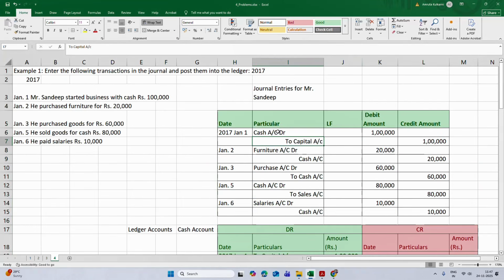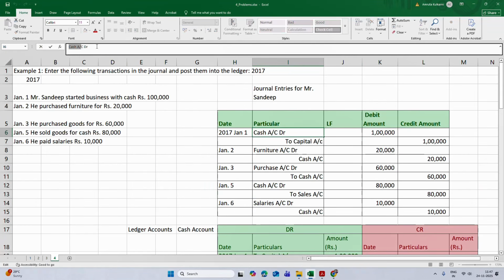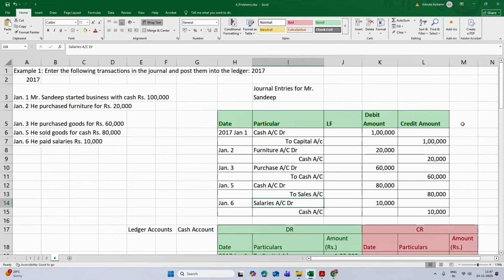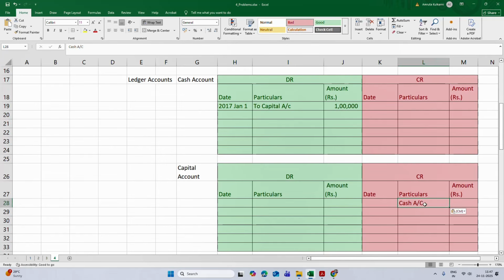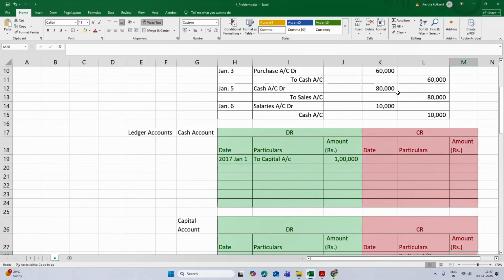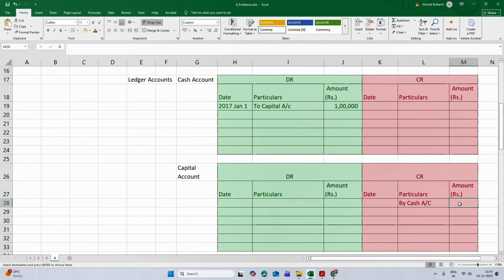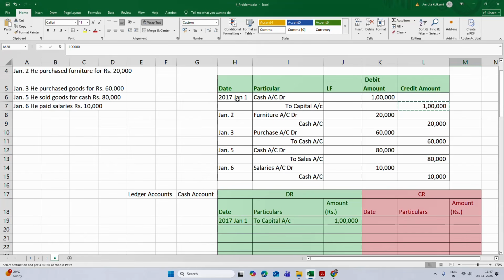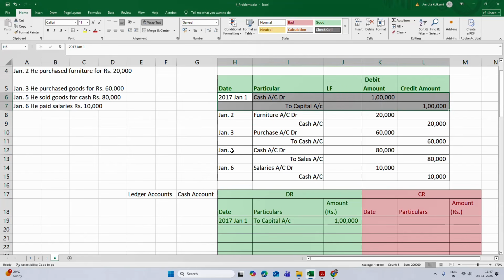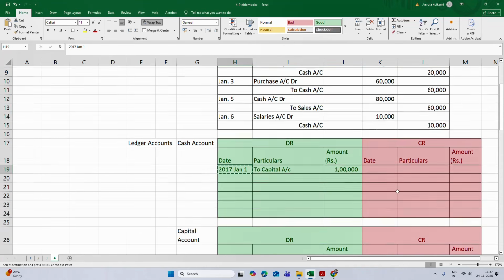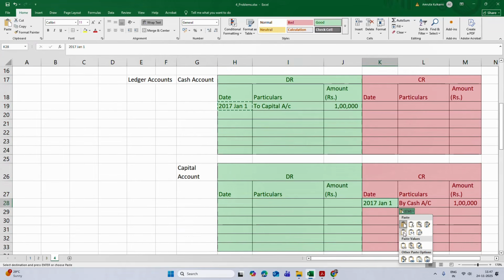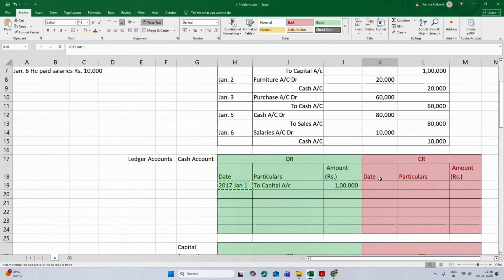In this capital account we have got cash of rupees 1 lakh. So capital account is to be credited for 1 lakh rupees. So this capital account, now this is by cash. So capital account is to be credited with 1 lakh of rupees. So we are done with our first entry, and we also need to write the date in both the columns. So we have done with dates also. So we are done with now first entry.